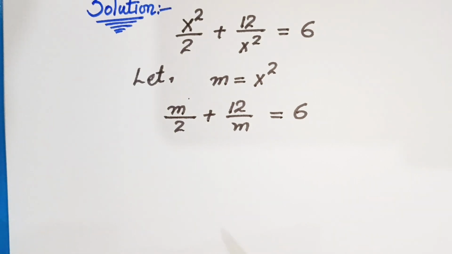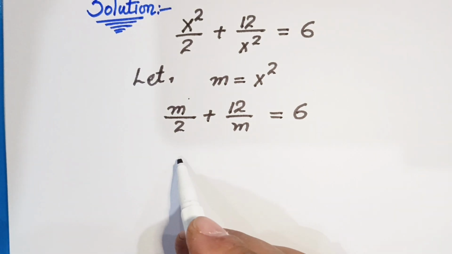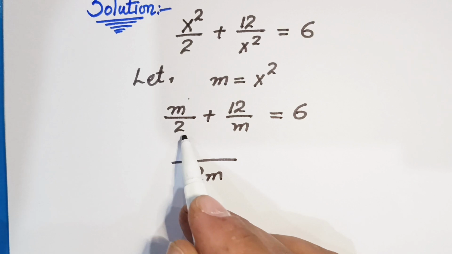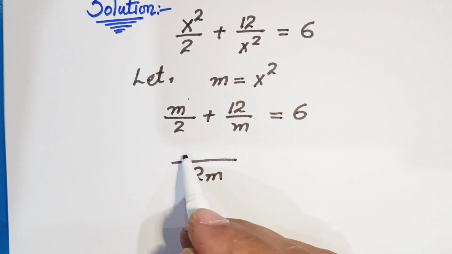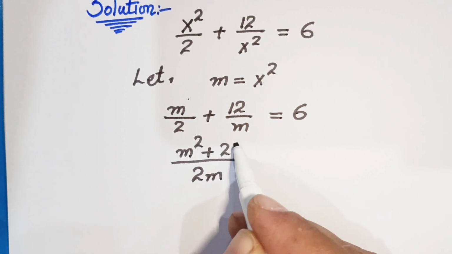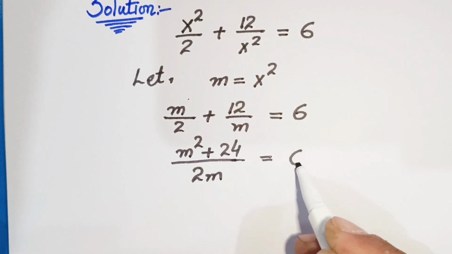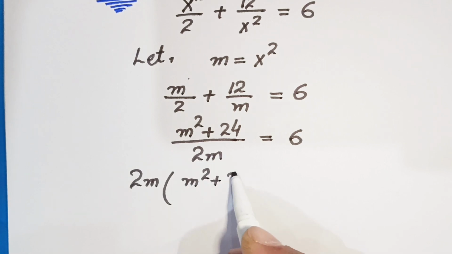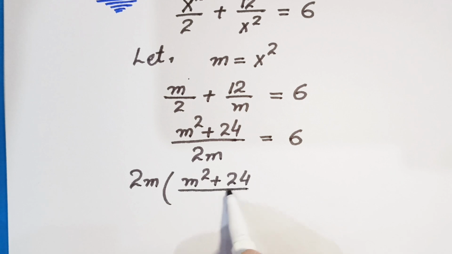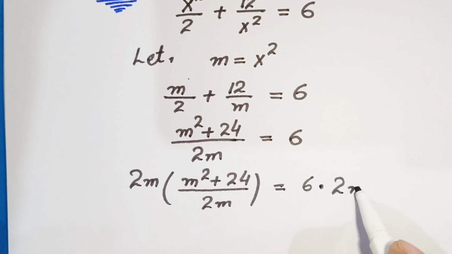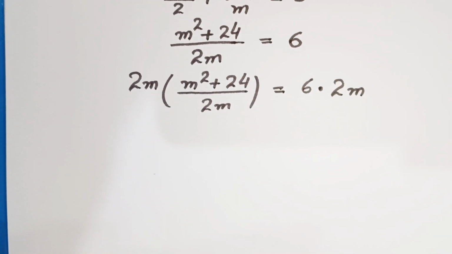Now if we take the least common multiple, which is 2m, dividing 2m by 2 we have m, so m times m is m squared. Here m is cancelled out with m, 2 times 12 is 24, that is equal to 6. Now multiplying both hand sides by 2m, we have 2m multiplied by (m squared plus 24) divided by 2m, and similarly 6 multiplied by 2 times m. So we have just multiplied 2m on both hand sides.